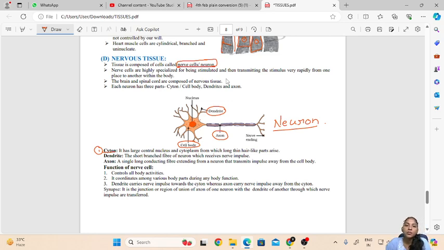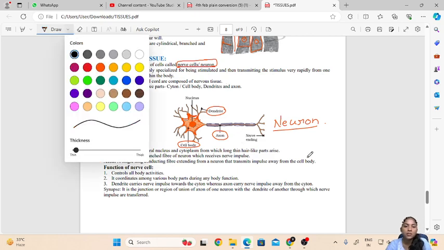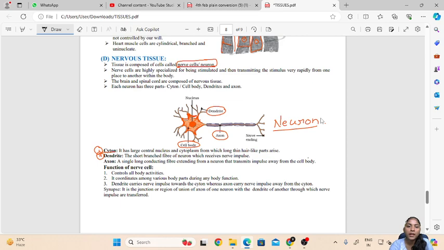Now from this cytoplasm, long thin hair-like parts arise. As you can see here, there is a rise of long thin hair-like structures from this cell body. Then the dendrite, the second part of neuron, has short branched fibers. As we can see in this diagram, the dendrites are the small or short hair-like fibers. Here, these are the dendrites.